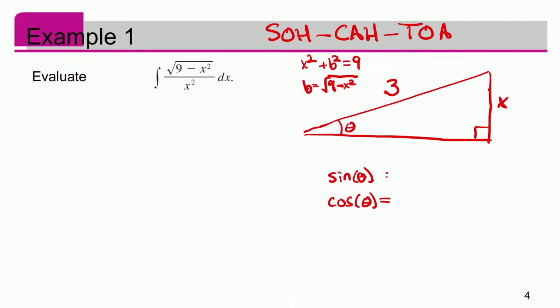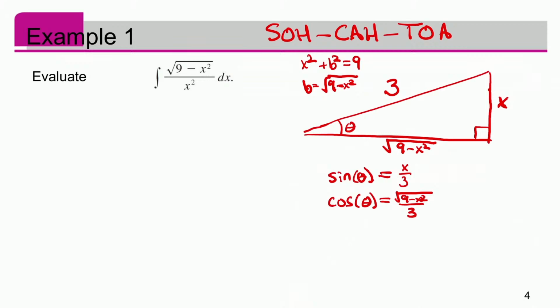So here. Okay, so let me put this in here, 9 minus x squared. Now let's actually just finish this up. The sine is x over 3. That's opposite over hypotenuse. The cosine is the square root of 9 minus x squared over 3. Yeah, that's right. That's the adjacent over hypotenuse. Yeah, isn't that fun? Okay.